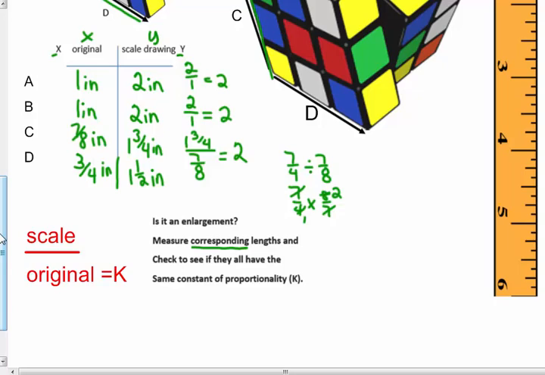And then 1 1/2, the last one, letter D, to that 3/4. Yes, 3/4 and 3/4 does equal 2 if you double it. So it is a 2-to-1 ratio. So is it an enlargement? Yes. Does it have a constant of proportionality? Yes, k was 2 here. So it is an enlargement. The answer is yes. The next example.